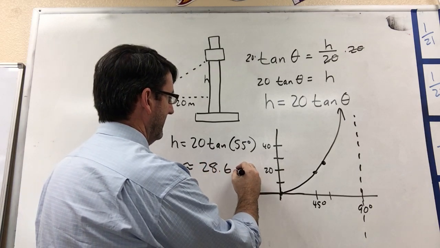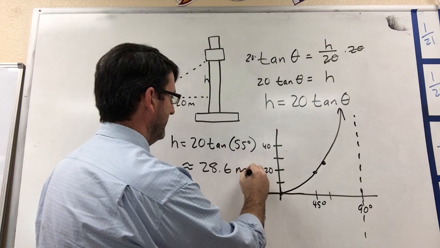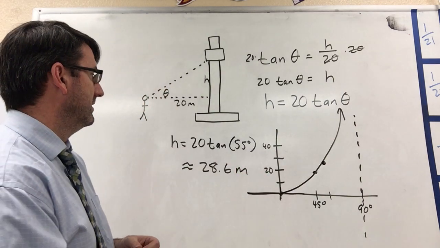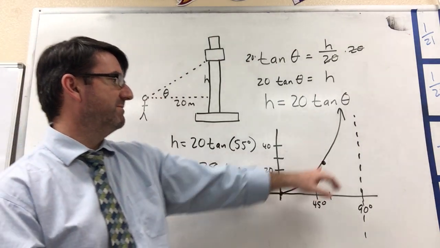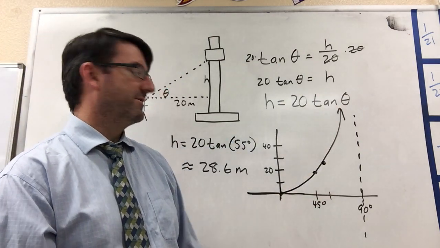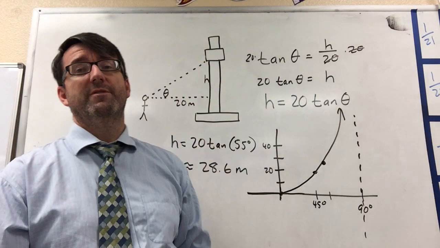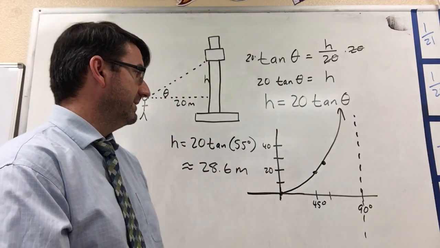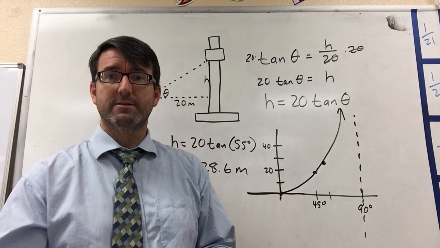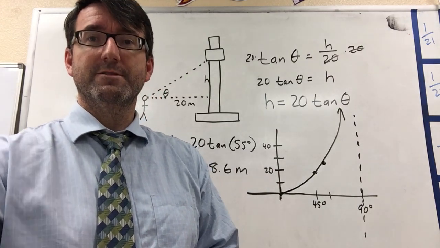We're going to get that it's approximately equal to 28.6. This is in meters. So it's going to be about 28.6 meters off the ground when he's looking at a 55-degree angle. And that's it. Those are the answers for number 5.